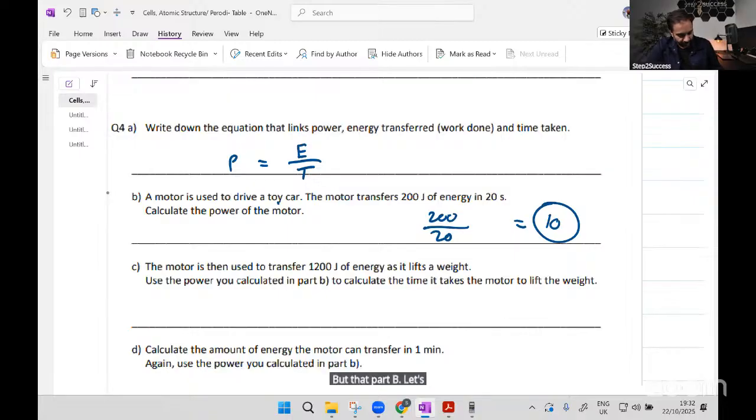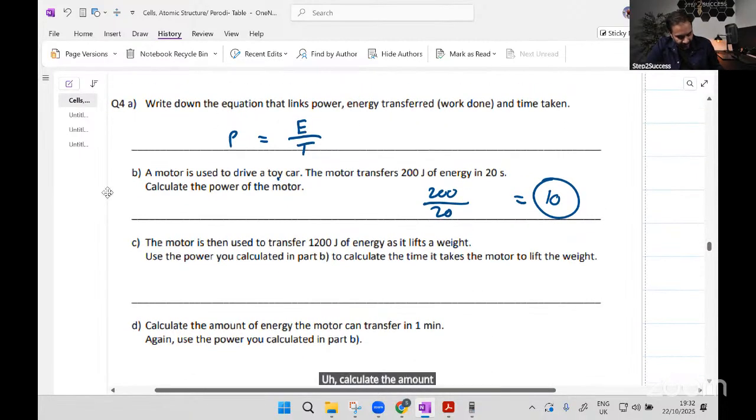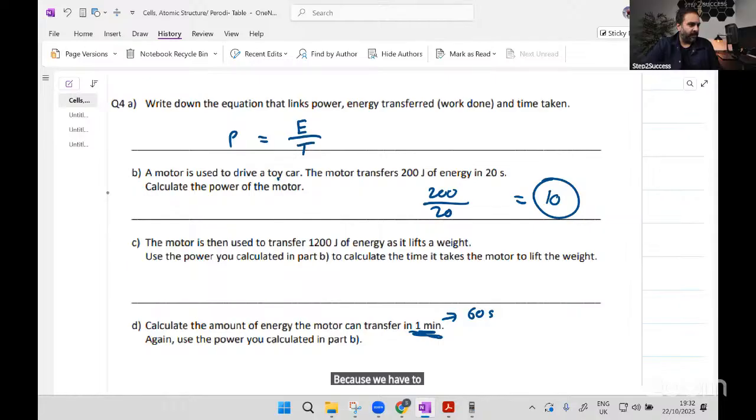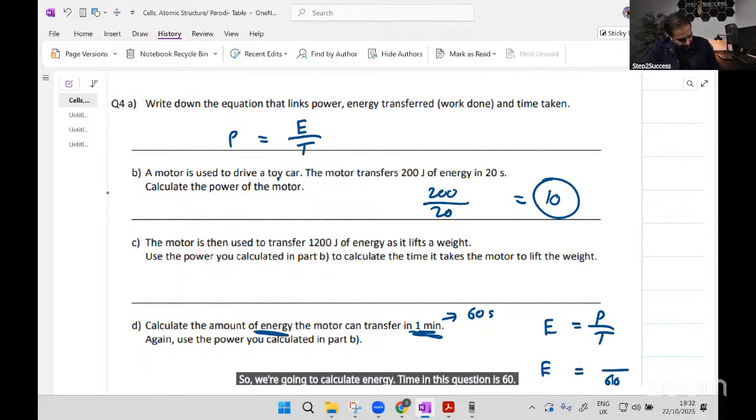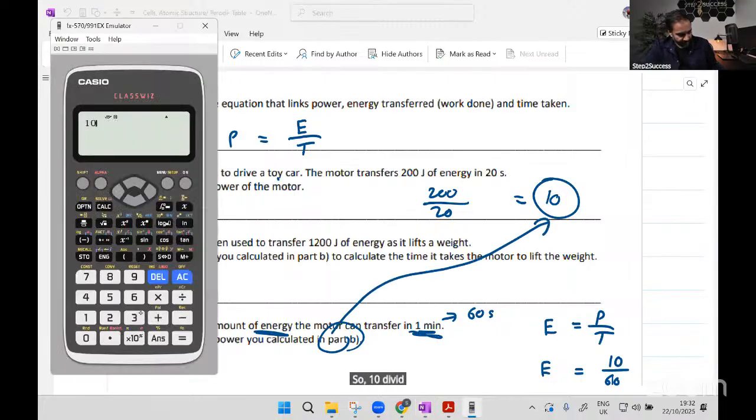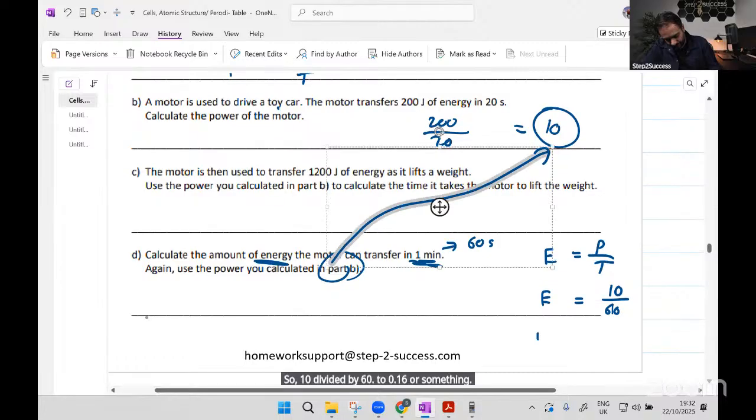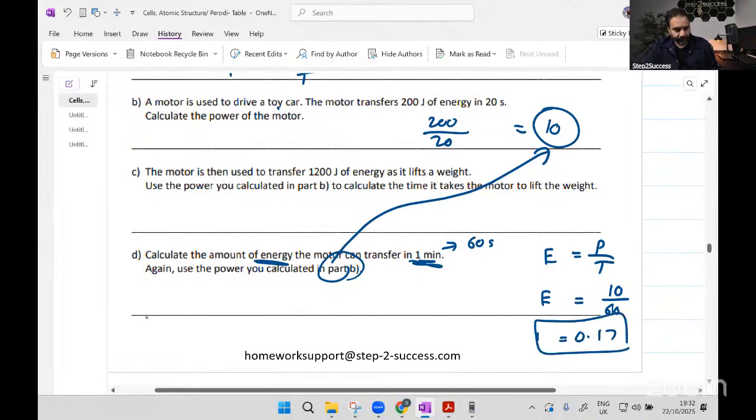Let's move straight to part D now. Calculate the amount of energy the motor can transfer in 1 minute. 1 minute is 60 seconds because we have to convert minutes to seconds. Energy is power divided by time. So we're going to calculate energy. Time in this question is 60. The power it tells you to use the answer from part B, which was there. So 10 divided by 60, which is 0.16 or something. Something like that should be enough. Okay. That dealt with that.